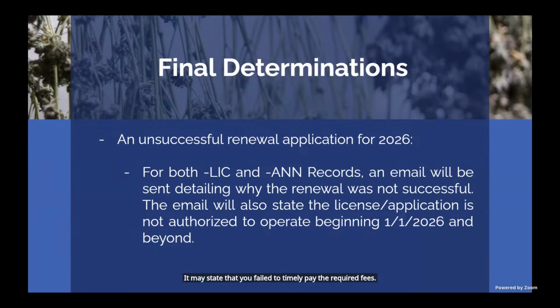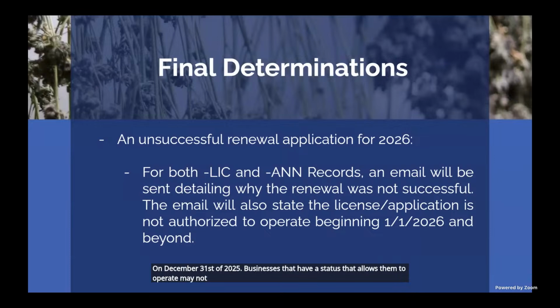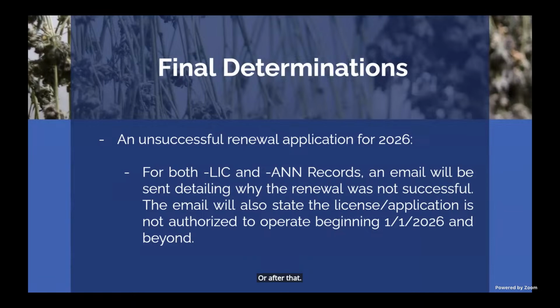For folks that do not timely renew, your records will expire after 11:59 p.m. on December 31st of 2025. Businesses that have a status that allows them to operate may not operate beginning January 1st of 2026 or after that until a new license is issued.